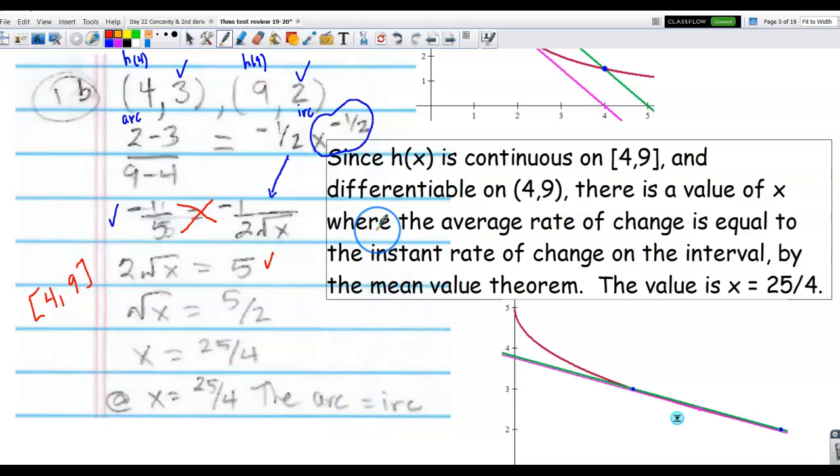So I'm going to do my write-up again. Since the given function h of x is continuous on the closed interval and differentiable on the open interval, there is a value of x where the average rate of change is equal to the instant rate of change, and the value is 25 over 4.